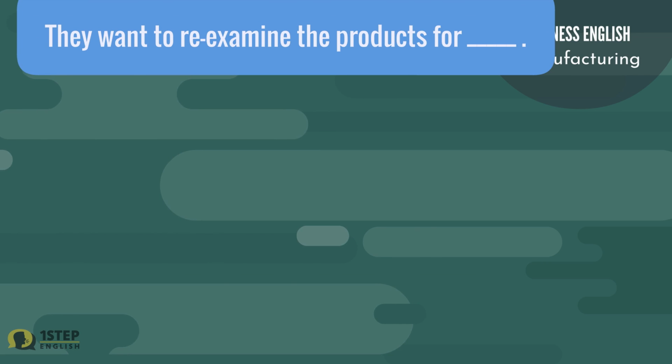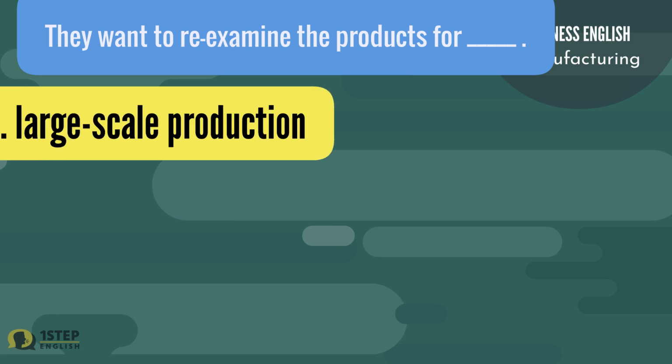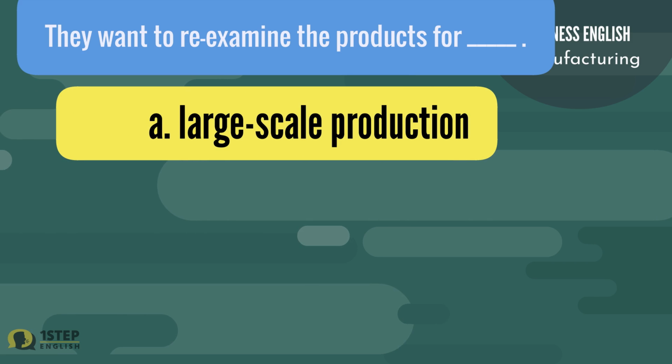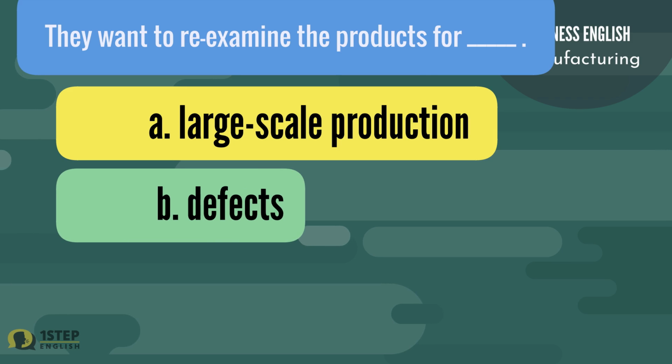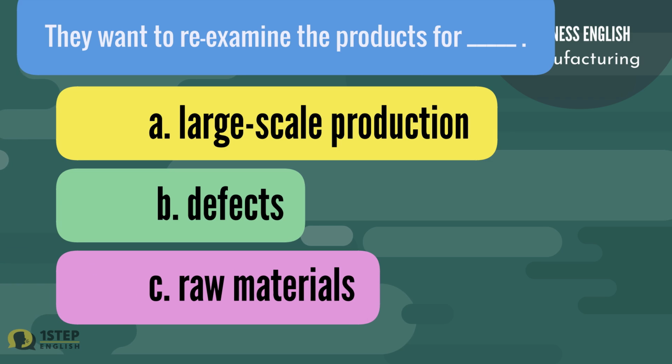They want to re-examine the products for. Letter A, large-scale production. Letter B, defects. Letter C, raw materials.